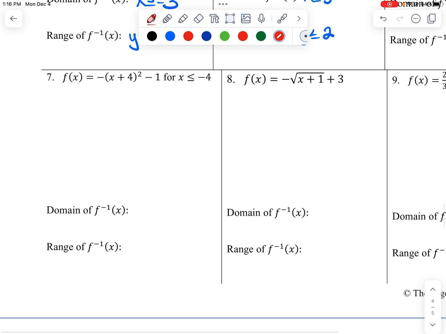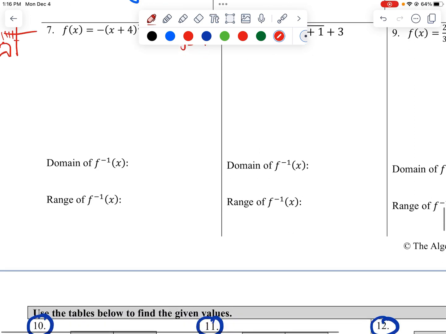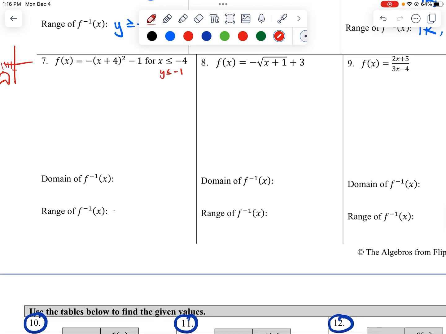All right. So what about this one? Well, let's see. This is a parabola, and it's moved down 1, but it's flipped. So I know that it moved to the left 4 and down 1, but it's flipped. So I know it has to be like that. So I know that y is less than or equal to negative 1. So if we flop those, I could say y is less than or equal to negative 4, and x is less than or equal to negative 1.